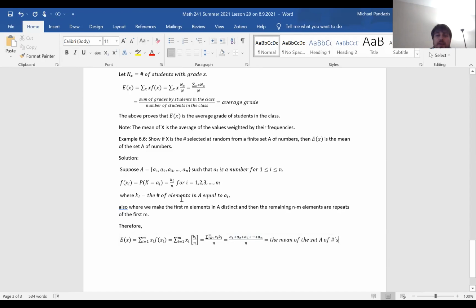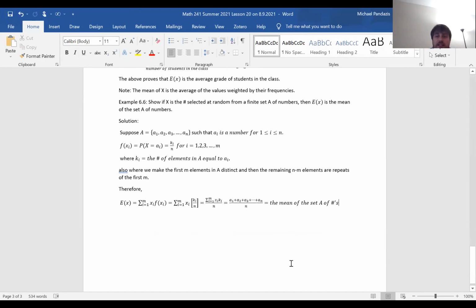So E of X is equal to the mean of the set A of numbers. And so we proved that E of X is the mean of the set A of numbers. Okay, so that example is done. Next is 6.1.4, which is on the strong law of large numbers and why E of X is called the mathematical expectation of X.